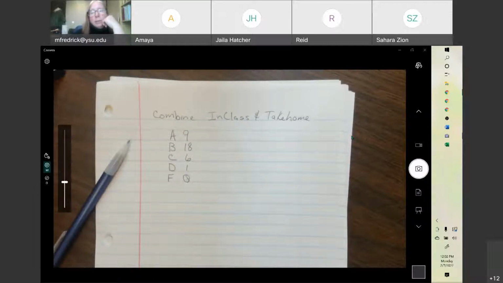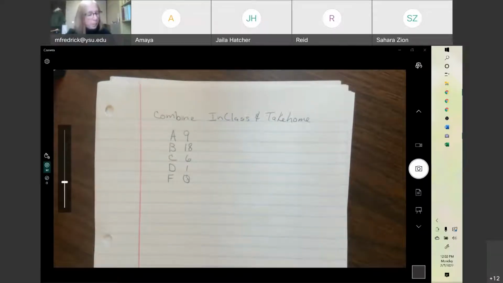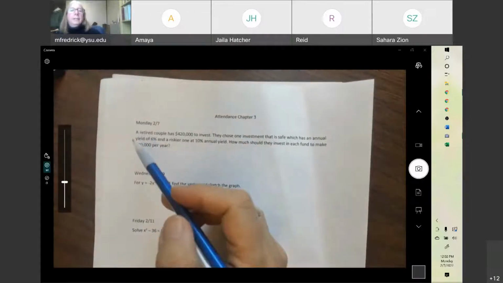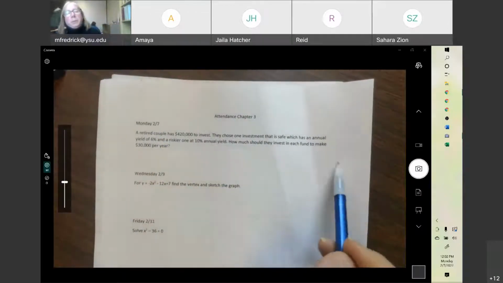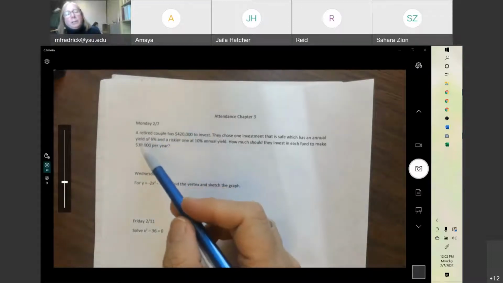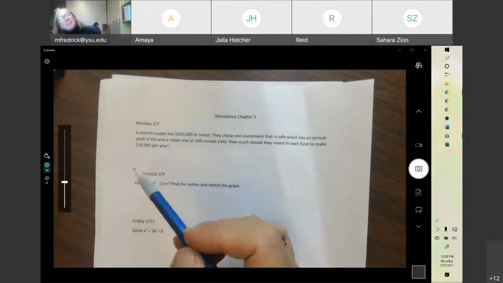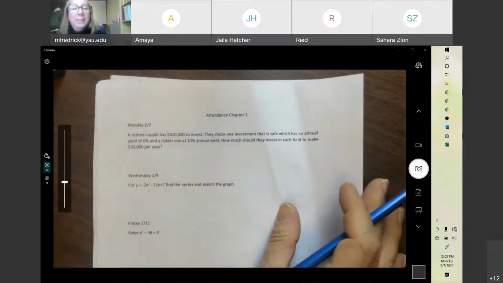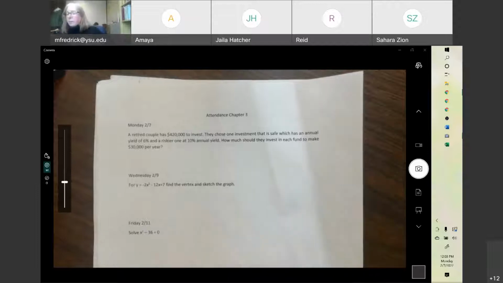So today, or not today, but this whole week, we're going to cover chapter 3. There's 3 sections that we cover, so we'll do about a section a day. For attendance, this problem was the most missed problem. So I wanted to put it in for attendance to make sure everyone understood it because it's definitely going to pop up again on the final. So I thought we'd go over it.